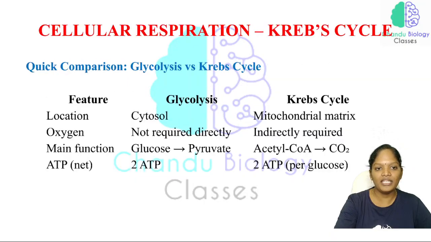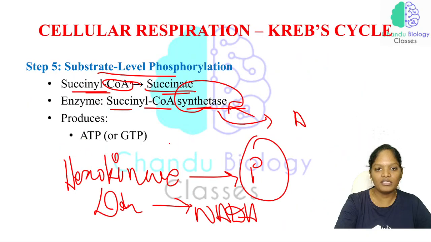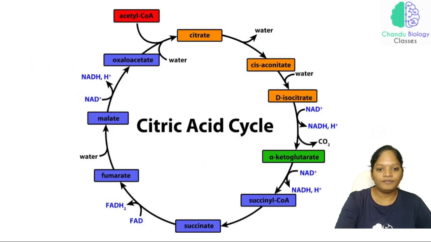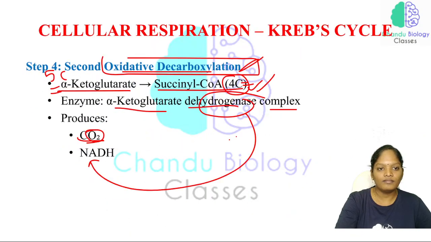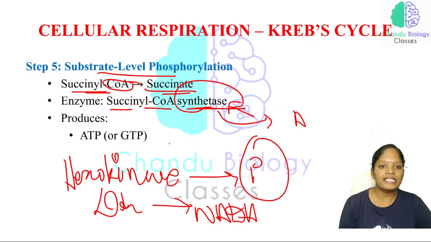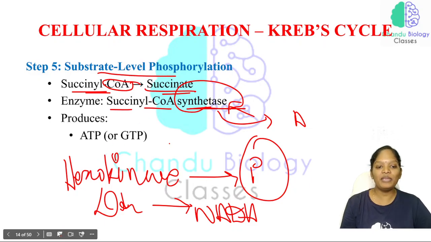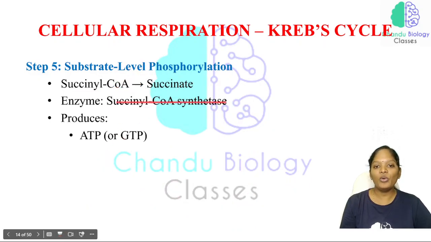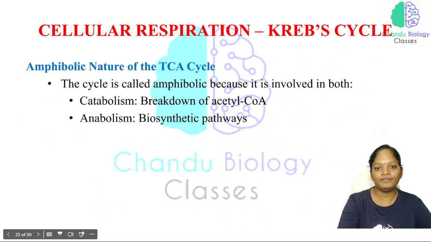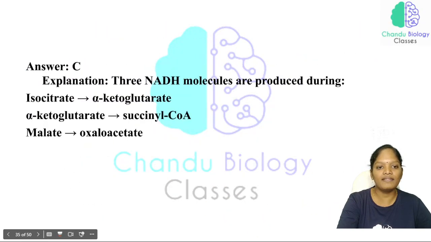Once again, let me explain with the help of this picture. See here, succinyl CoA is converting into succinate, and the name of the enzyme is succinyl CoA synthetase. If a synthetase enzyme is involved, definitely there will be production of GTP. That's what is asked in the question.